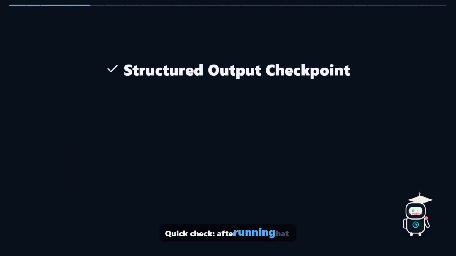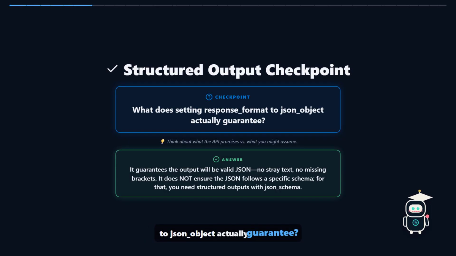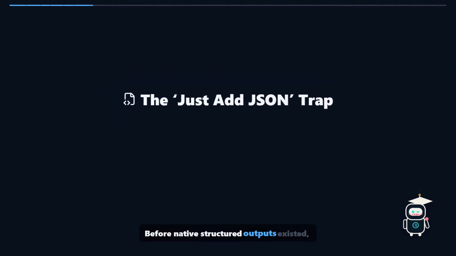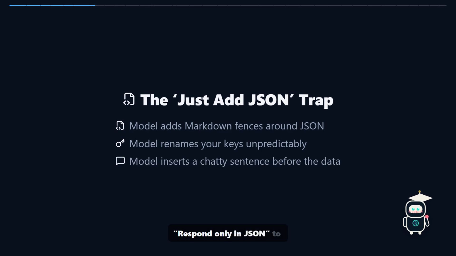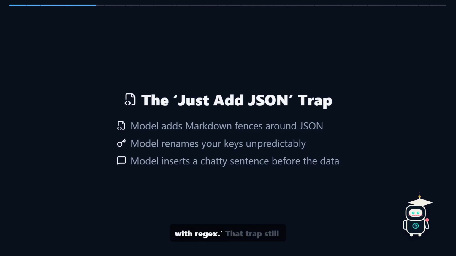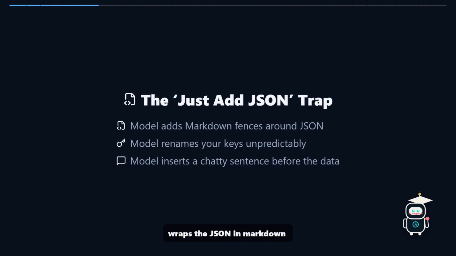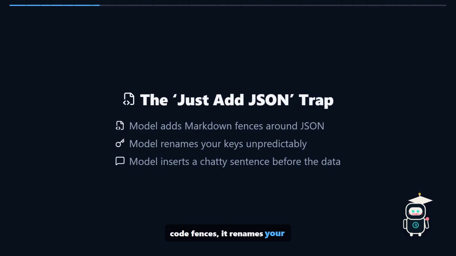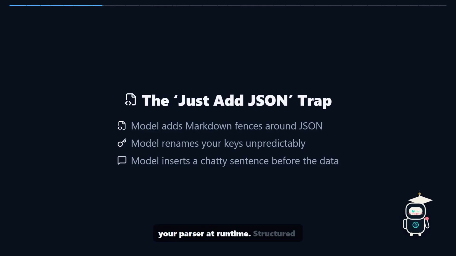Quick check. After running that code, what does response format set to JSON object actually guarantee? Before native structured outputs existed, the standard advice was to add "respond only in JSON" to your prompt and then parse with regex. That trap still catches beginners today. Here's exactly what goes wrong. The model wraps the JSON in markdown code fences, it renames your keys, or it adds a friendly sentence before the data. Any one of these breaks your parser at runtime. Structured outputs eliminate all three by design.